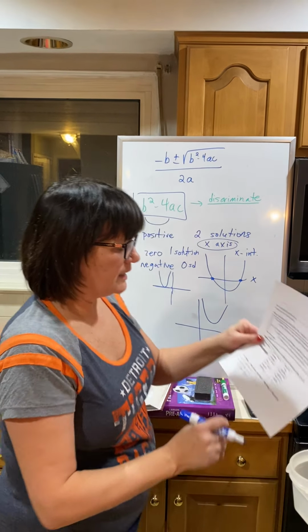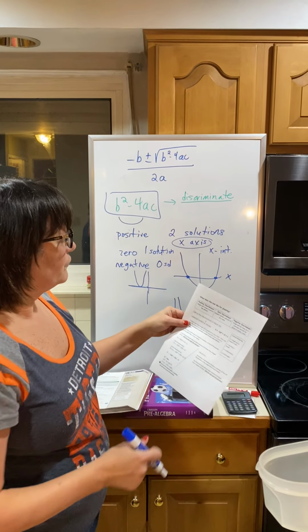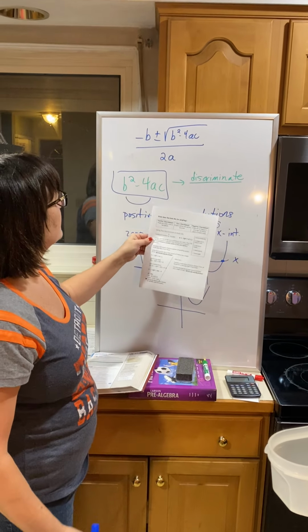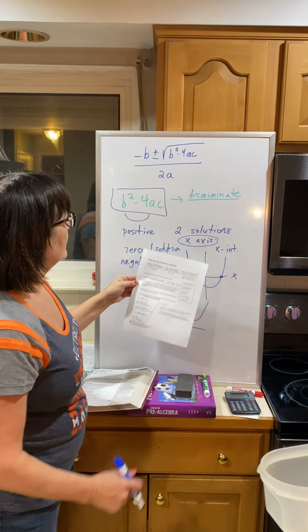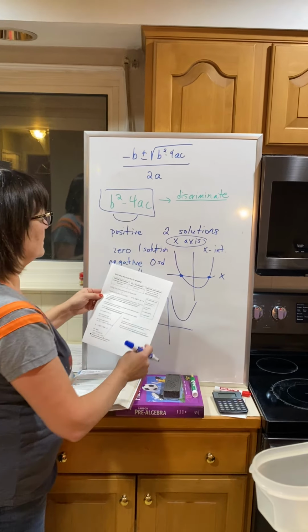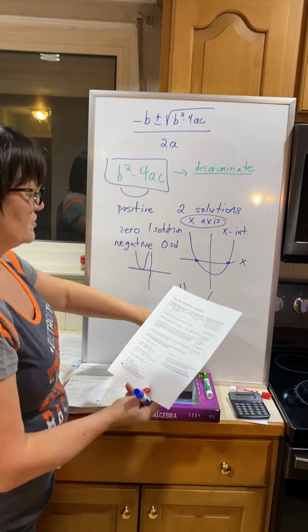On your outline, there's a couple practice problems at the bottom. If you look on the back side, what does this look like for graphing? A positive discriminant will cross the axis in two places. 0, just one, and negative, it doesn't touch at all.